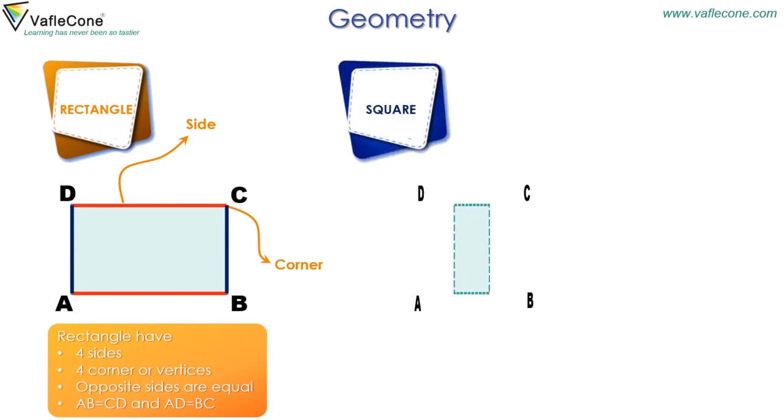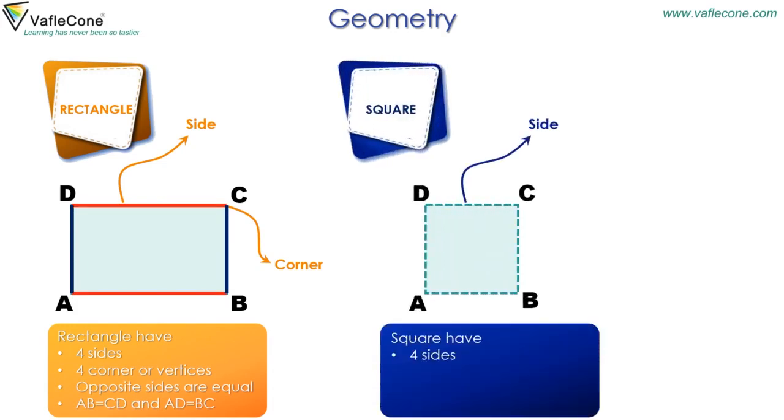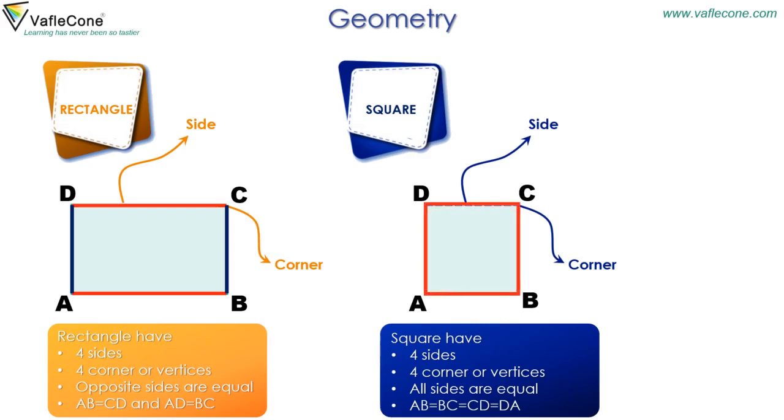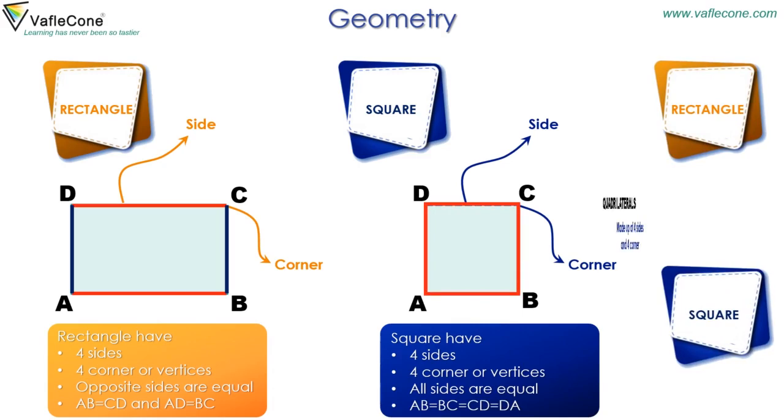Square. A square has 4 sides, 4 corners or vertices. All sides are equal. AB is equal to BC is equal to CD is equal to DA. Rectangle and square are quadrilaterals made up of 4 sides and 4 corners.